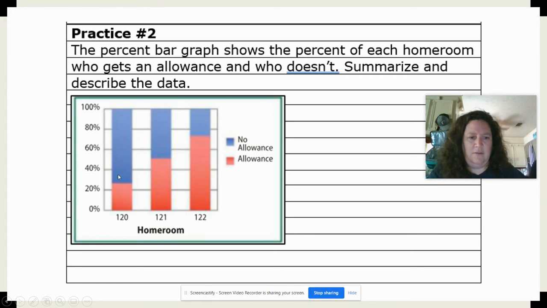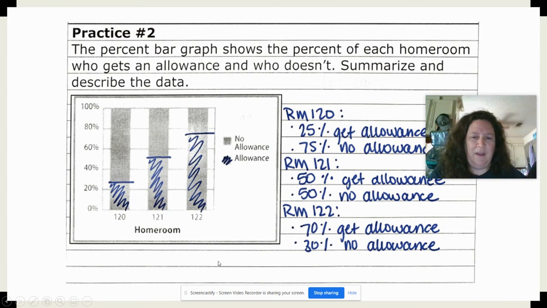It's hard to say, okay? And that homeroom 120 doesn't get much allowance at all. So if you want to ask a friend to go out to Stripes or something like that, you probably want to ask someone from room 122 because there's a better chance that they've got money, all right?